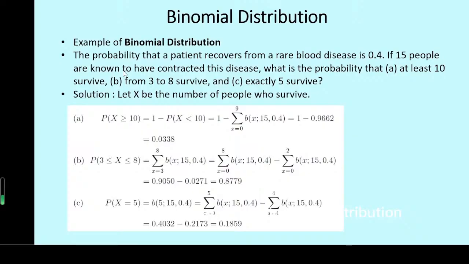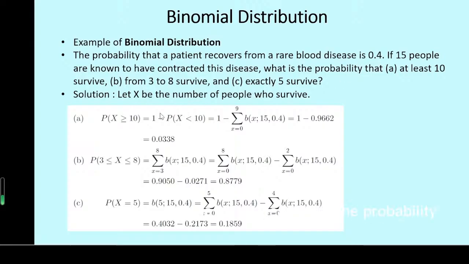Take a look at another binomial distribution. The probability that a patient recovers from a rare blood disease is 0.4. If 15 people are known to have contracted this disease, what is the probability that A, at least 10 survive, B, from 3 to 8 survive, and C, exactly 5 survive. So this is actually the binomial distribution of n equals 15 and p equals 0.4.